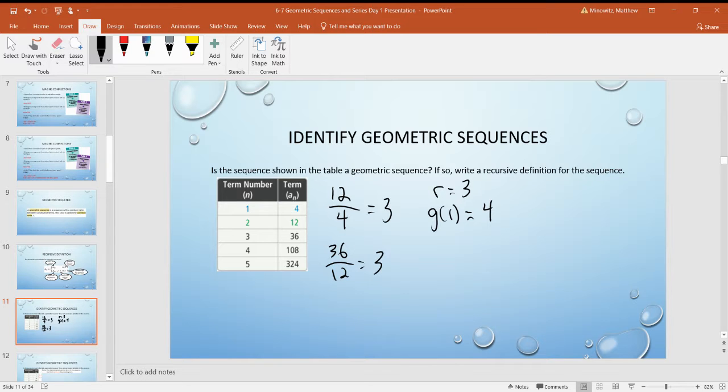Now, in this way, I can write a recursive definition. To get to the next term, we'll call g of n the next term, we take the previous term, which is the g of n minus 1 term, and multiply it by 3. And then we have to tell the user, which is us in this case, that our first term is 4. We need these two parts.